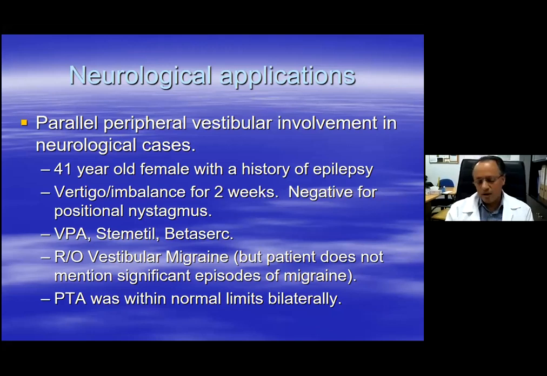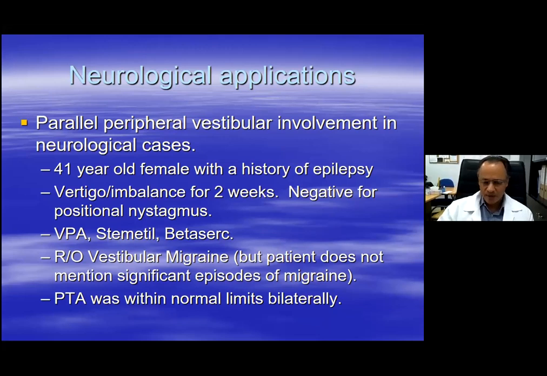So this is the second case, if you like, or the first detailed case that I would like to present to you. I call this a neurological application of the VEMP. The reason I call this a neurological application is because this patient was sent from my neurology colleagues because she has epilepsy. But for 2 weeks prior to seeing me, she developed vertigo and imbalance. She was negative for positional nystagmus. She was taking valproic acid for epilepsy, Stemidil and Betacert to control the symptoms.